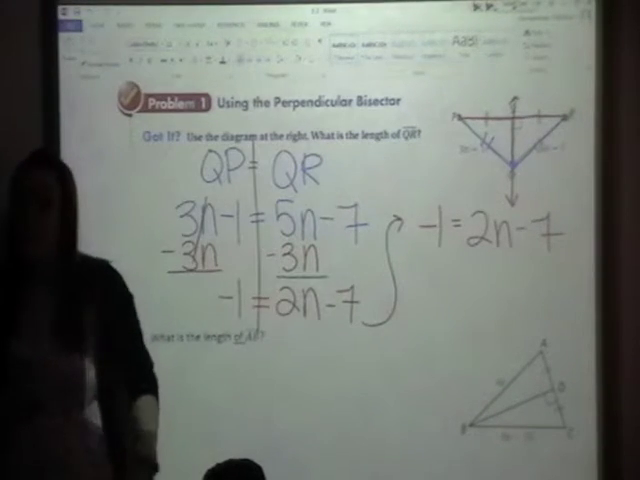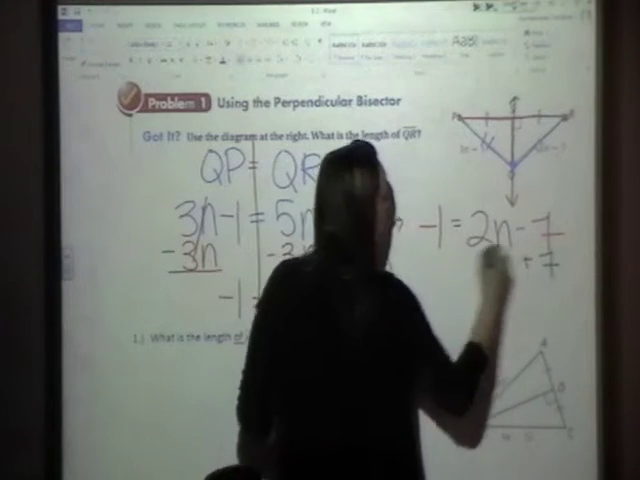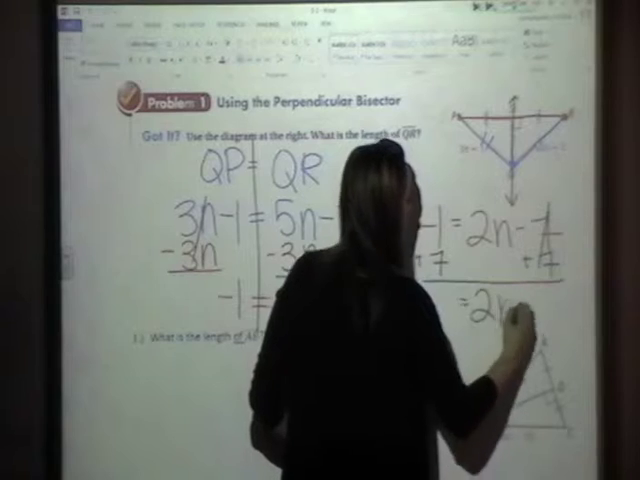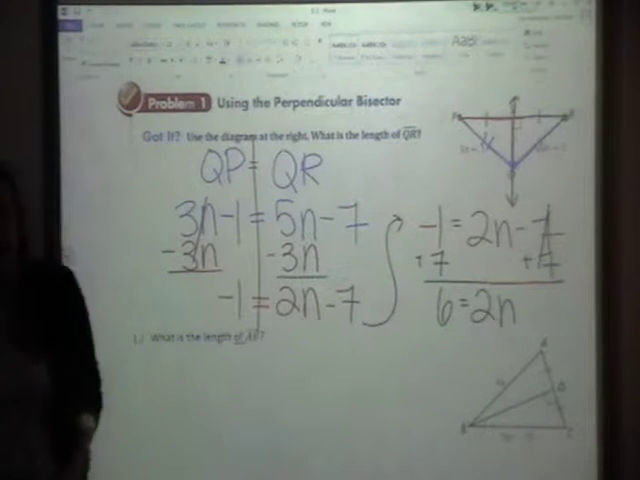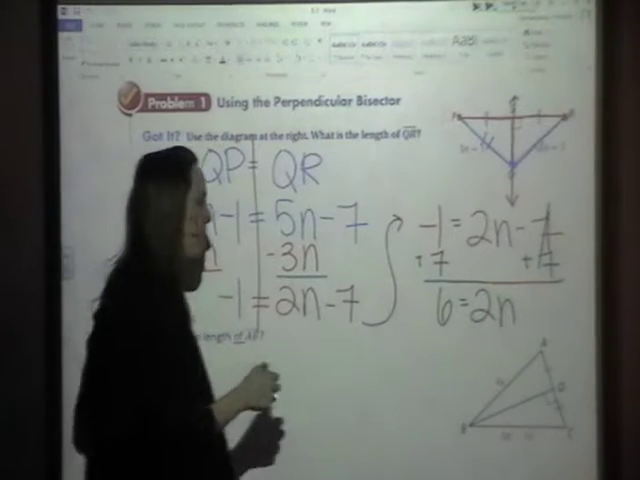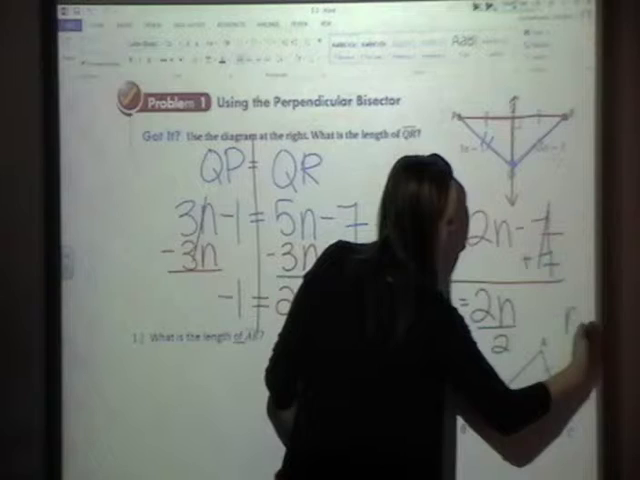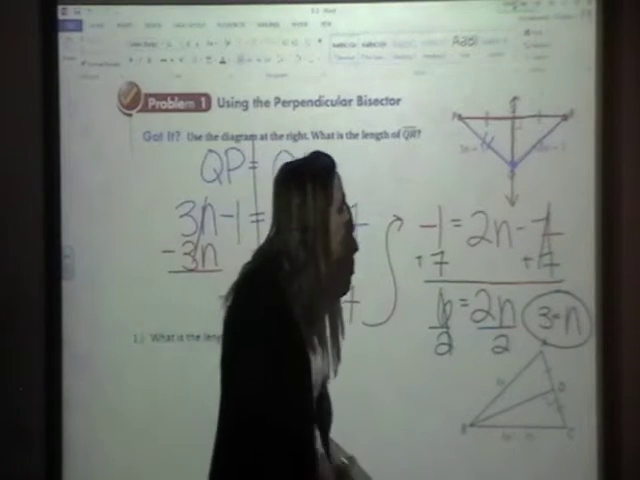What do I do next? Add 7. You want to get n by itself, so we're going to add 7 to both sides. Negative 1 plus 7? 6. I really hope by now you kind of know what n has to be. How do I solve for n? Perfect. And 6 divided by 2? n equals 3.